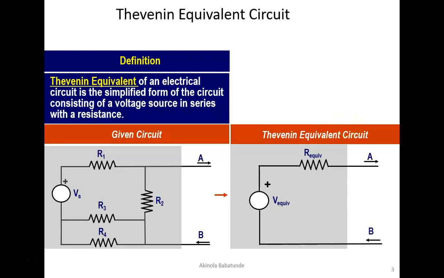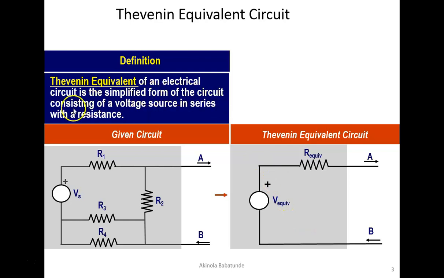In this lesson, we will discuss the Thevenin and Norton equivalent circuits. The Thevenin equivalent of an electrical circuit is the simplified form of the circuit consisting of a voltage source in series with a resistance. So if you are given a circuit such as this, you will see that we have a voltage source and four resistances: 1, 2, 3, 4. This circuit can actually be simplified and converted to a Thevenin equivalent circuit.